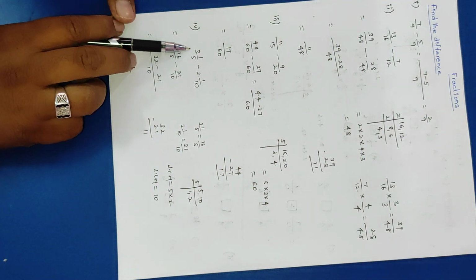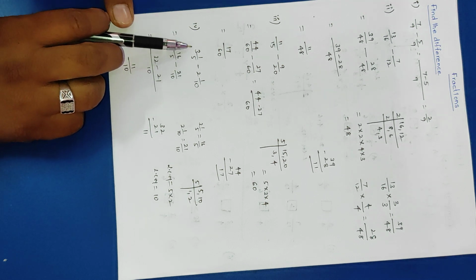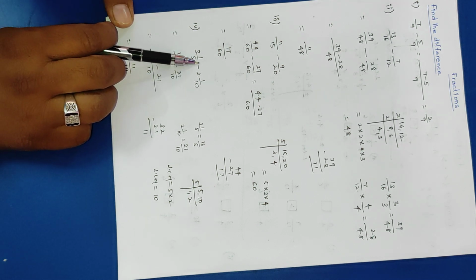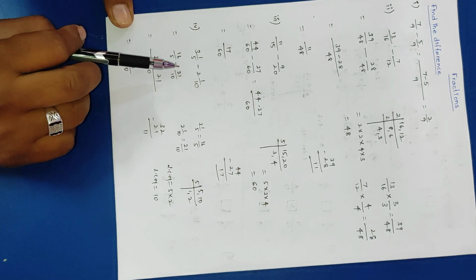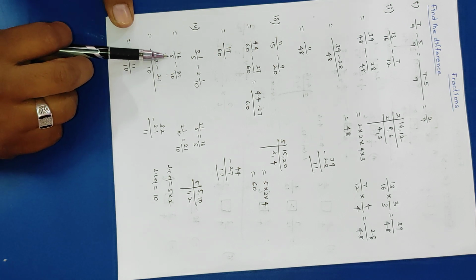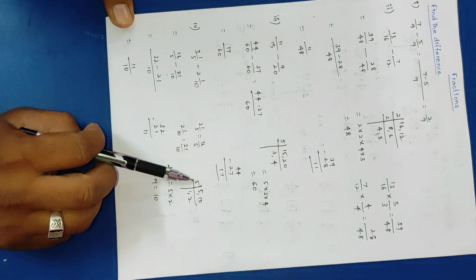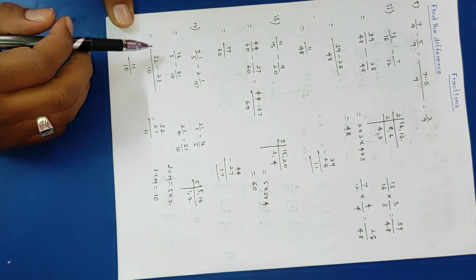Mixed fraction, 3 1 by 5. First convert into improper fraction. 5 3s are 15, 15 plus 1, 16 by 5. 10 2s are 20, 20 plus 1, 21 by 10. Again, these two are unlike fractions, 5 comma 10. First find the LCM of 5 comma 10. 5 comma 10 LCM is 10 itself.